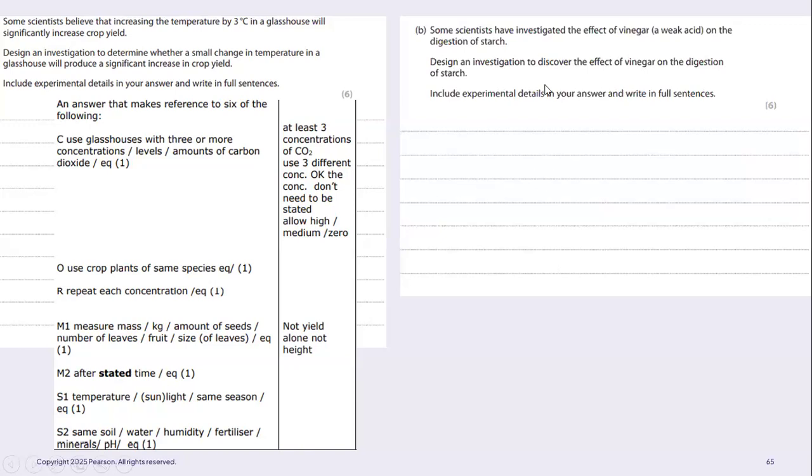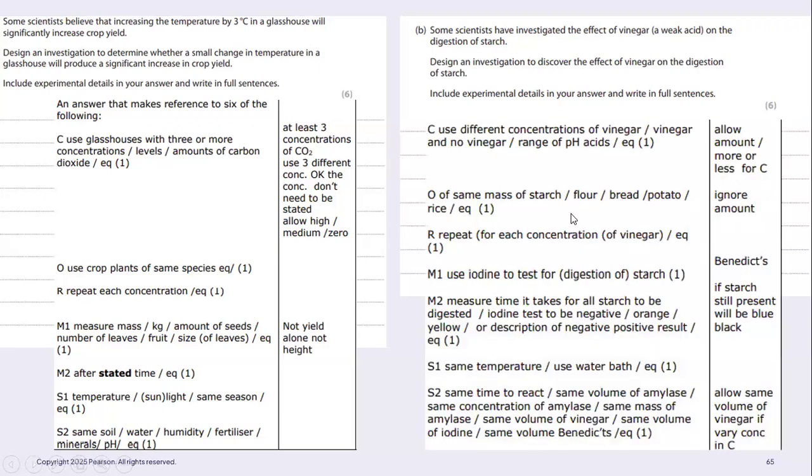This one is: design an investigation to discover the effect of vinegar on the digestion of starch. And again, the mark scheme will be set out like this using CORMS, and students need to be familiar with this. When they're designing their investigation, they don't need to actually write down CORMS in their design, but they need to be aware of it and check that they've covered all the points when they're writing their answers.